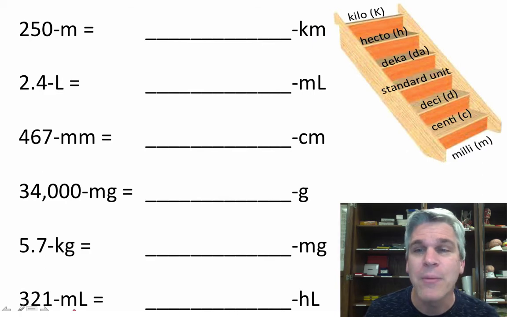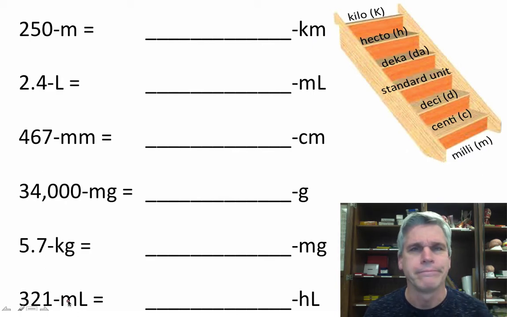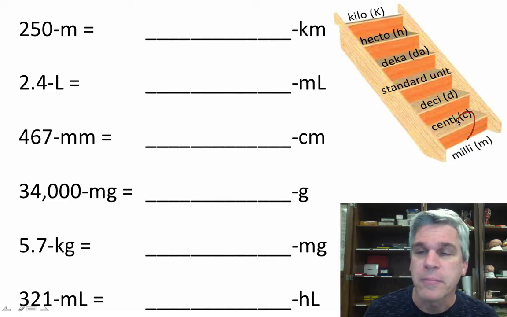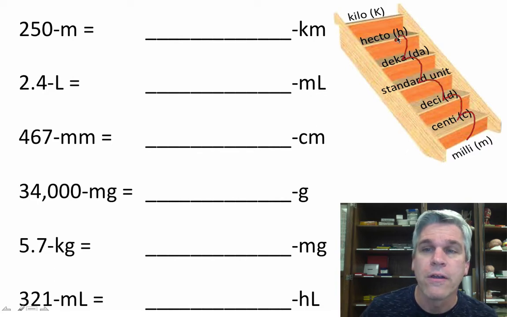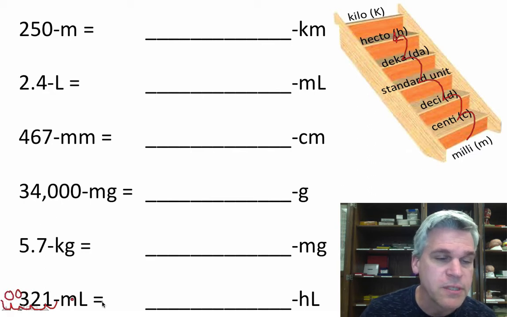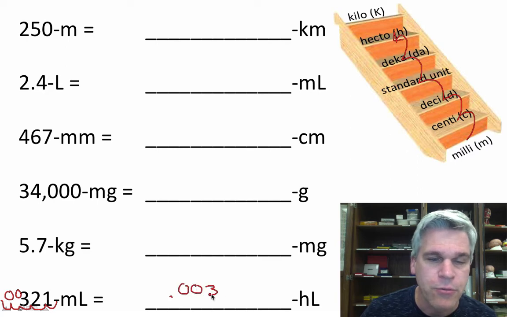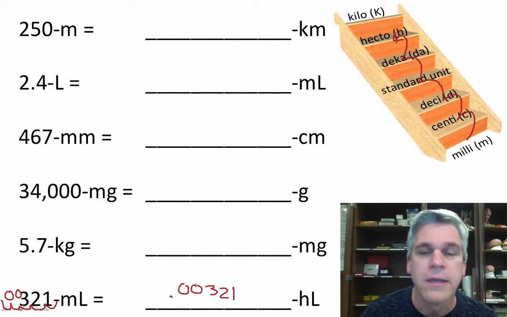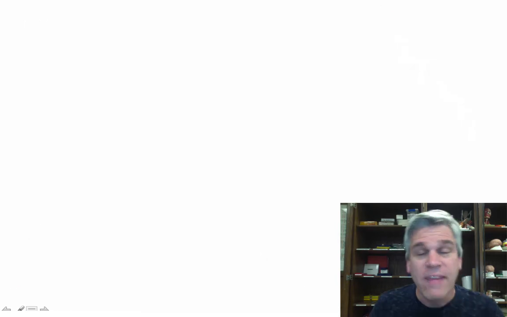So do this last one by yourself again. 321 milliliters, how many hectoliters will that be? Let's check your answer. Hopefully you started at milliliters. We went up 1, 2, 3, 4, 5 steps, which means we move our decimal point over 1, 2, 3, 4, 5, running out of room there. Fill in with zeros, so that'd be 0.00321 hectoliters. And that's all there is to it.